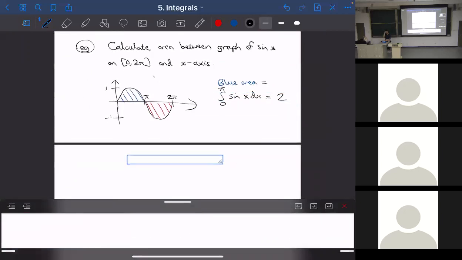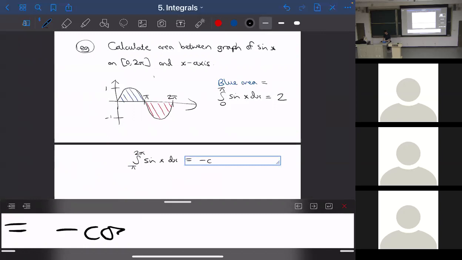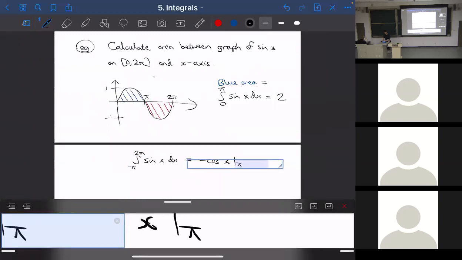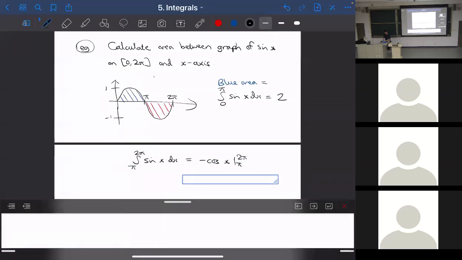And what about the red area? Well, let's calculate the integral from pi to 2 pi of sine x dx for some more practice. So we find an antiderivative, minus cos x will do, and we go from pi to 2 pi.